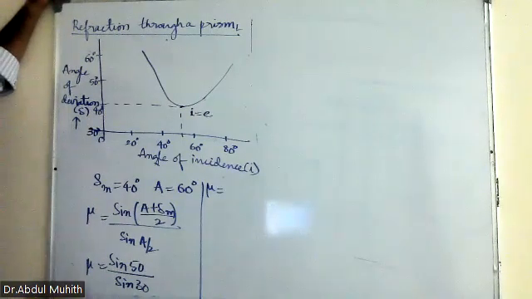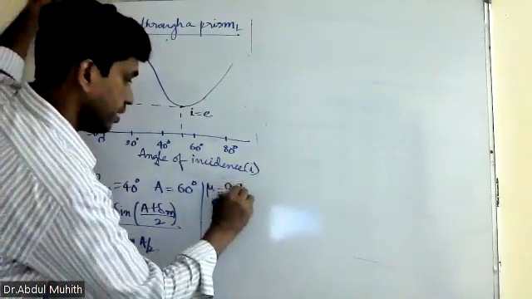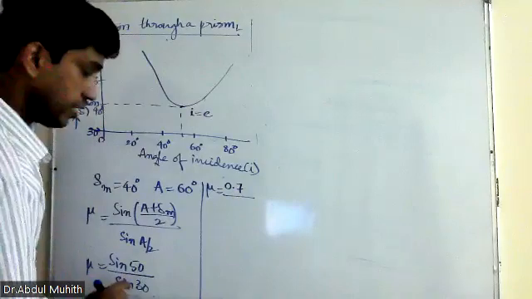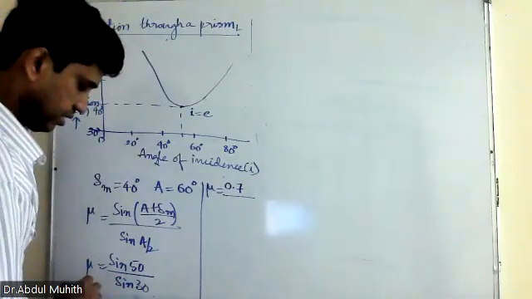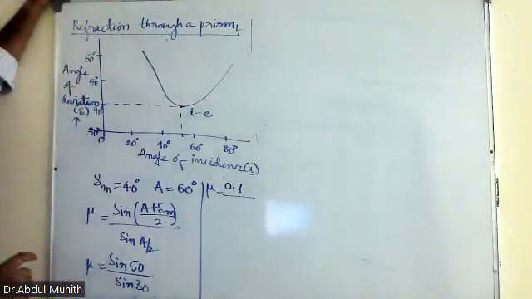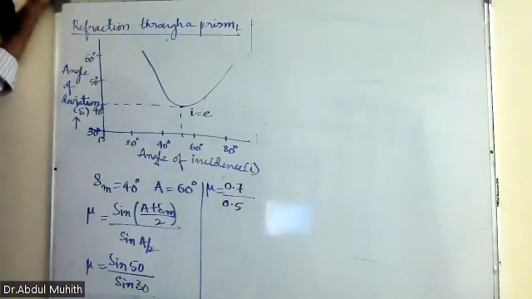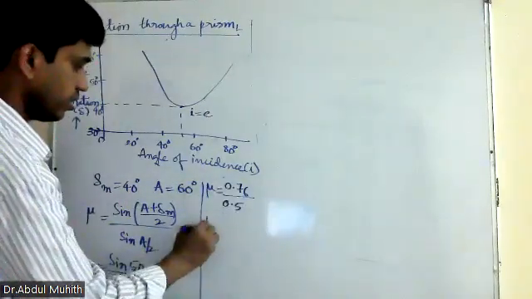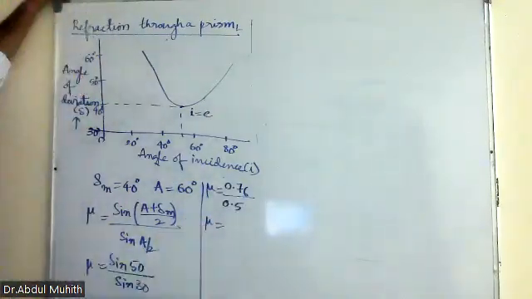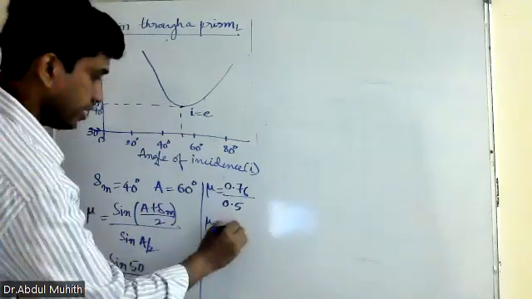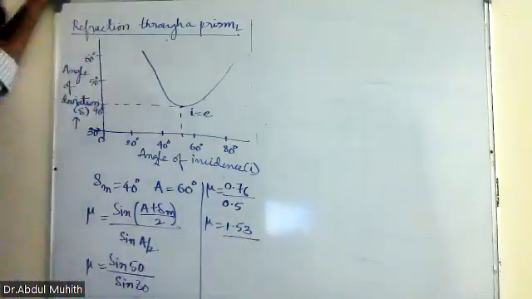0.7, and this is 0.5. I'm getting 0.766. Okay, just divide it. You will get around 0.76 by 0.5, which will become 1.53. Okay, this is the refractive index.